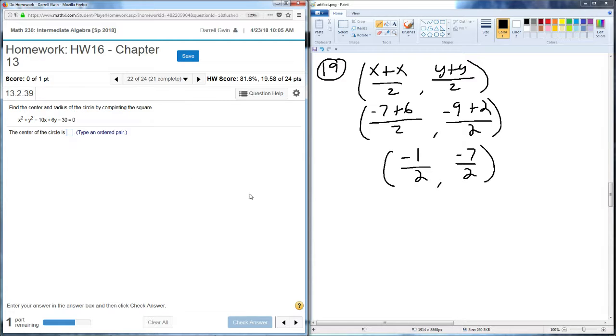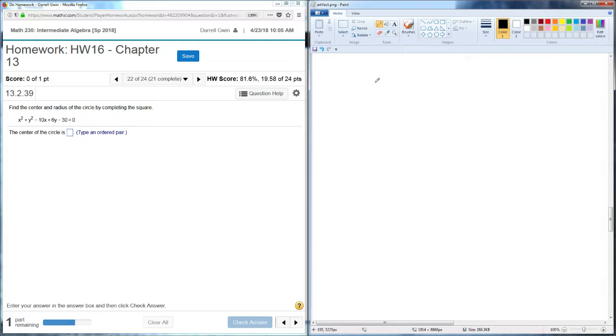This is a hard problem. So 22 is a high difficulty problem. Extremely high difficulty problem. So for number 22, in this case, it's completing the square, and you can't do any tricks here. You have to actually complete the square.